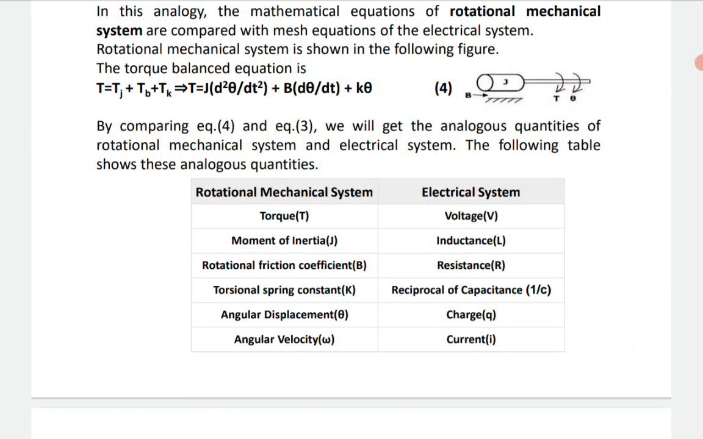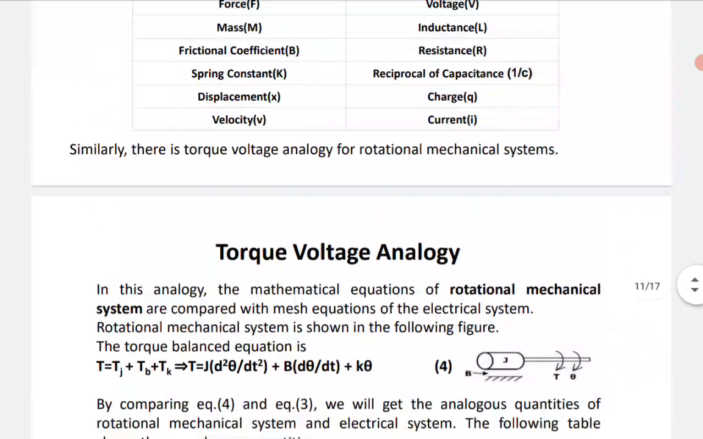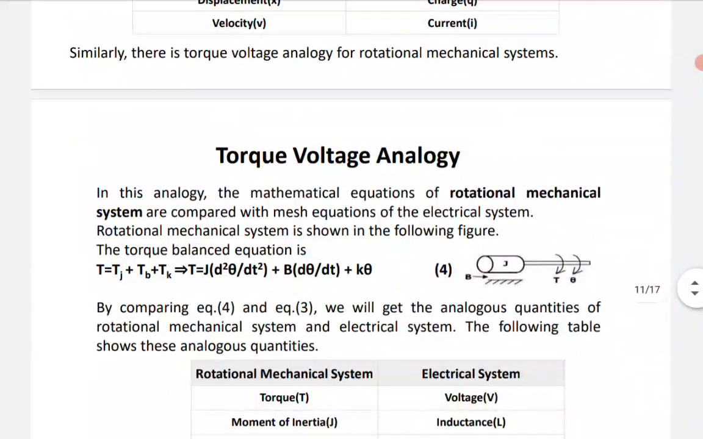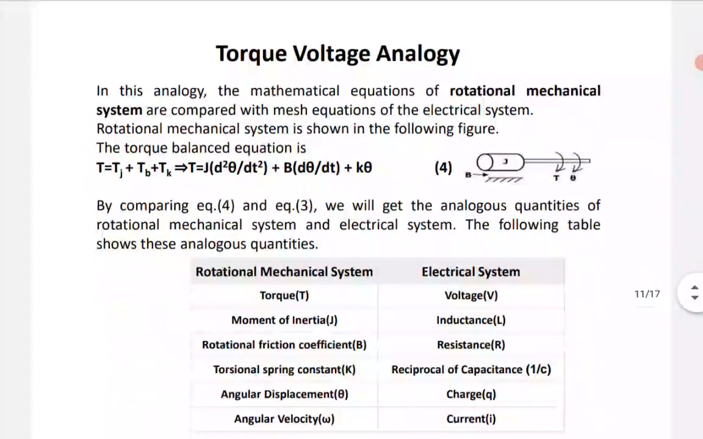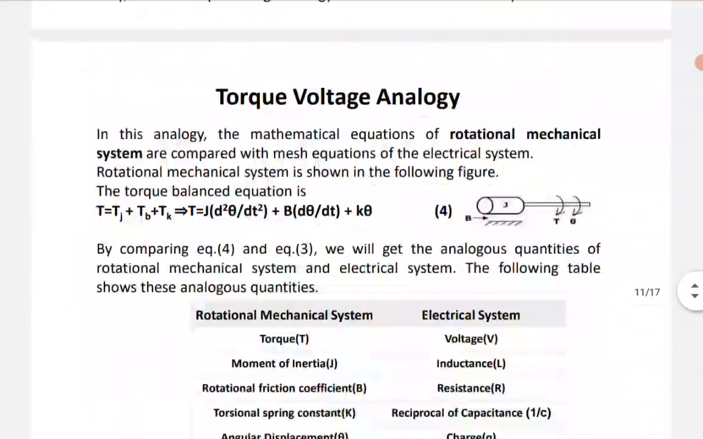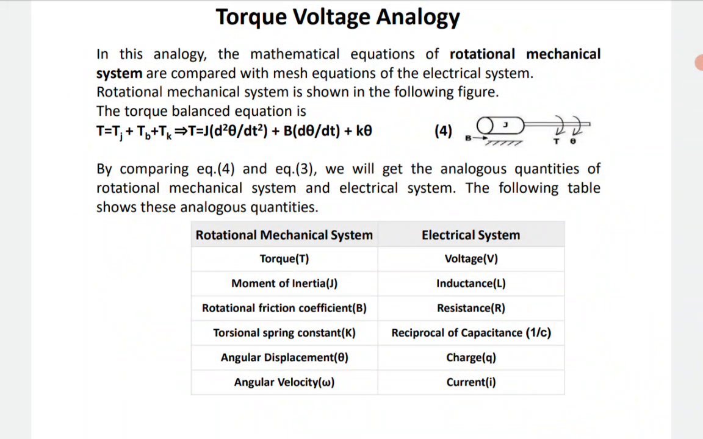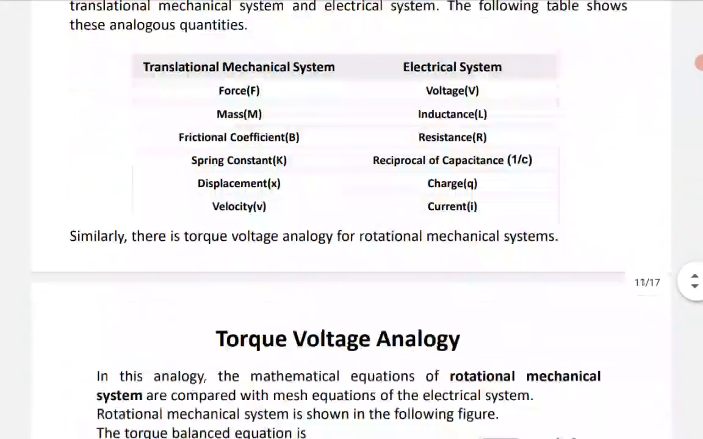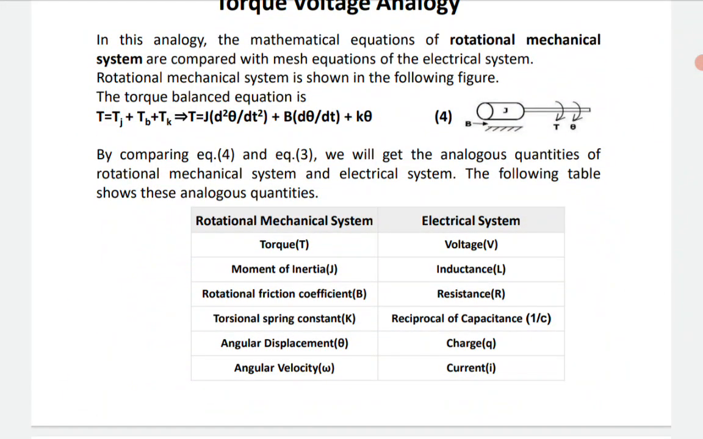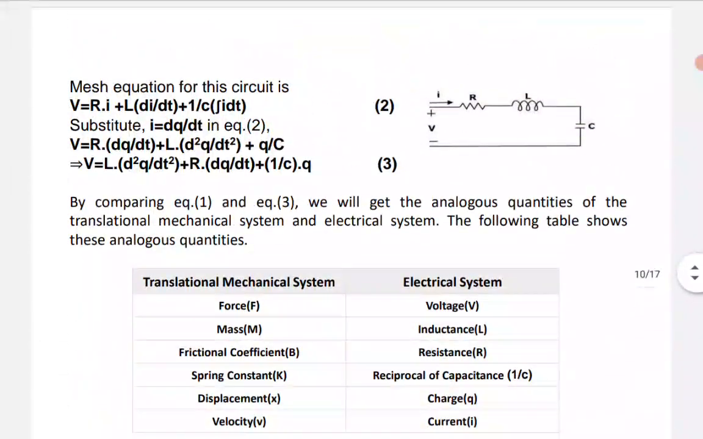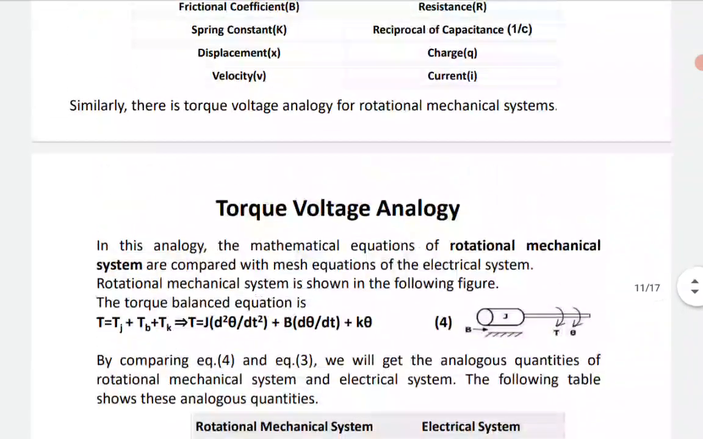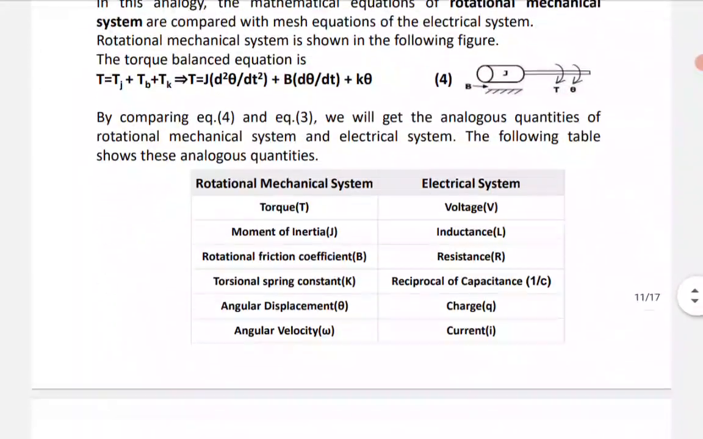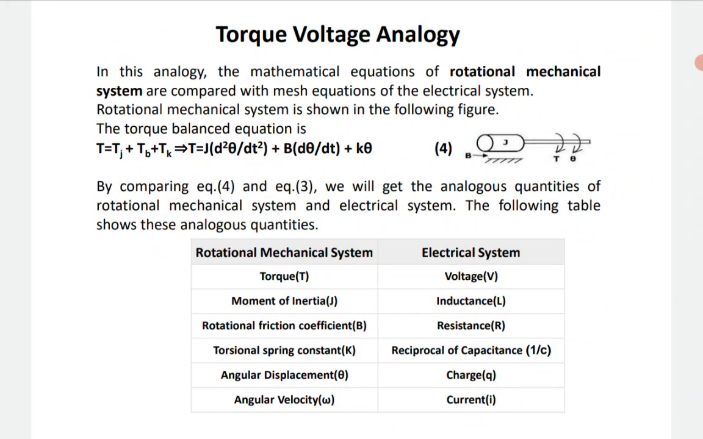So for torque voltage analogy we can write that torque T should be tallied with the voltage V, the left hand side variable. Now moment of inertia J should be compared with the inductance L. Rotational frictional coefficient B should be compared with the resistance R. Then torsional spring constant K should be compared with 1 by C, reciprocal of the capacitance. Angular displacement theta is compared with the charge Q, and angular velocity omega should be compared with the current I. So torque voltage relationship is established.